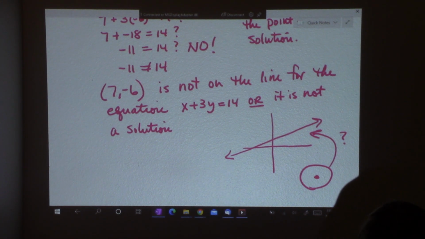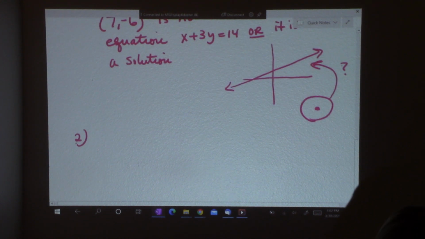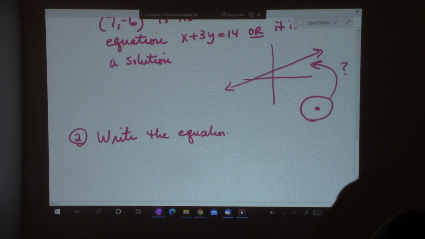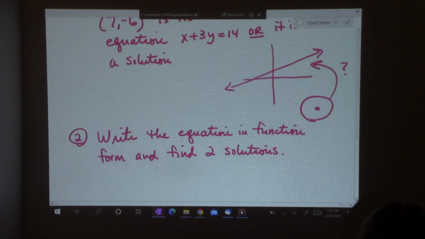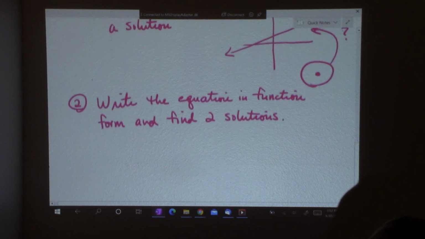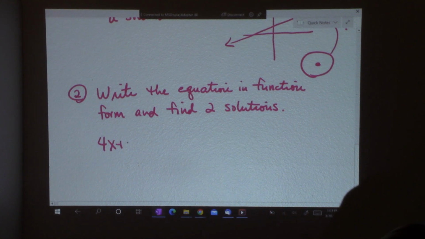All right, here's number 2. Write the equation in function form and find 2 solutions. Okay? So here's our equation. 4x plus y equals 15.